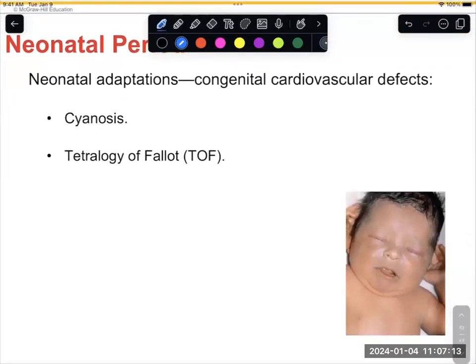Cyanosis is when insufficient blood is being pumped to the lungs, and this causes insufficient oxygen levels in the neonate's tissues, which gives the baby's skin a bluish appearance. And then we have tetralogy of Fallot. Tetra means four. So this is heart defects that shunt blood away from the lungs. Children with tetralogy of Fallot do not grow, are dyspneic, so they have difficulty breathing, and require open heart surgery to correct these defects.